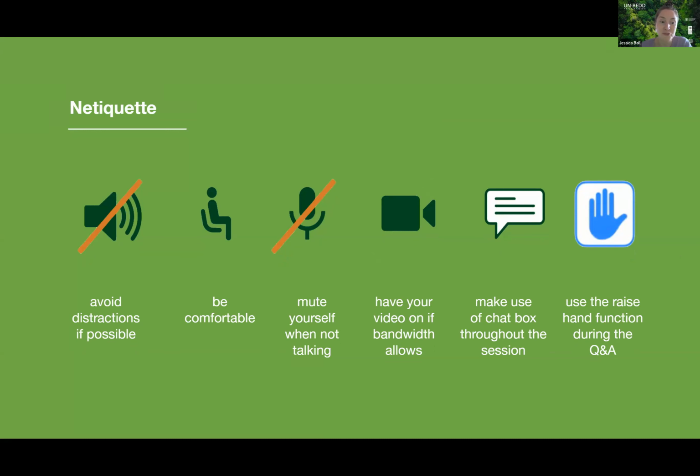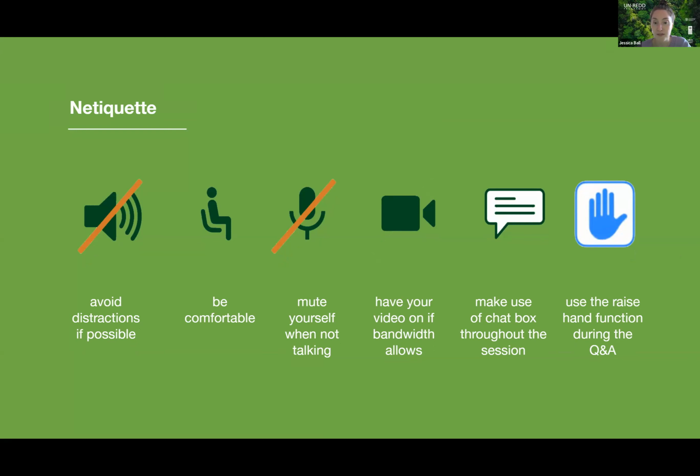So I'm sure you're all really comfortable in Zoom, but just to remind yourself, if you can avoid distractions if possible, make yourself comfortable. We'll be together for just over 2 hours. Remember to mute yourself when you're not talking, just so you don't disrupt the presentations.